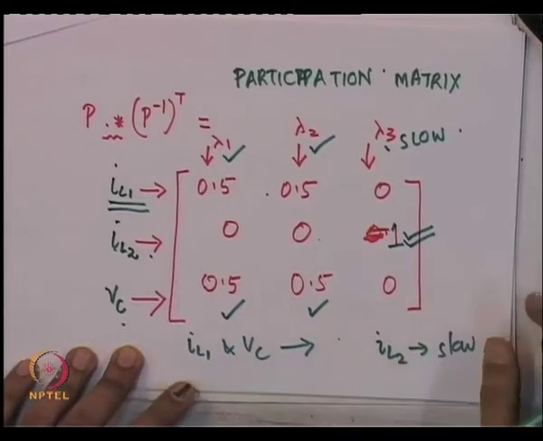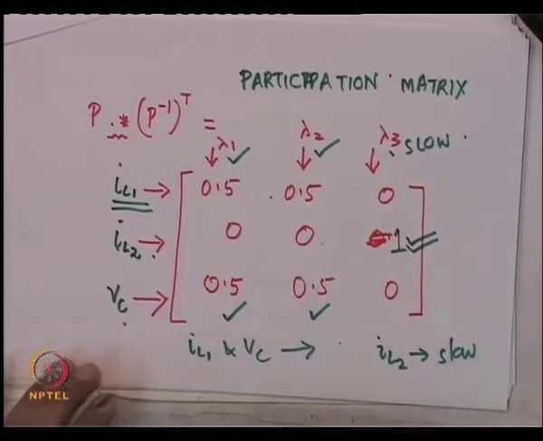So, if you take out this participation matrix, we are able to tell which states are associated with which modes. Of course, there may be situations in which many states are associated with a certain mode, for example, IL 1 and VC are both associated with the fast transient. So, you have to consider them together whenever you do fast transient modeling. Fast transient modeling means the slow transients are assumed to be frozen in the pre-disturbance state. So, this is a very important concept called participation.